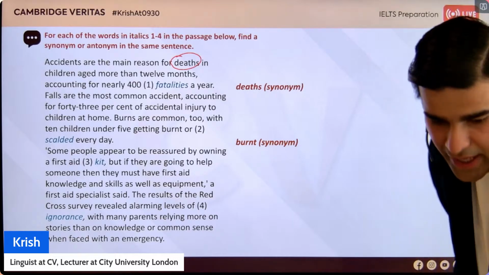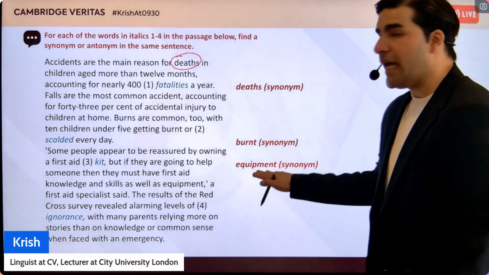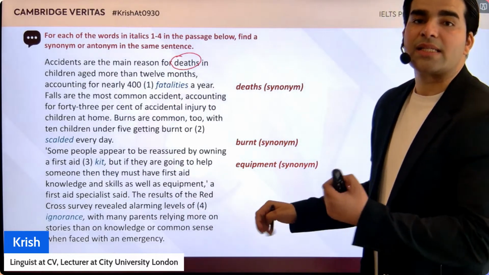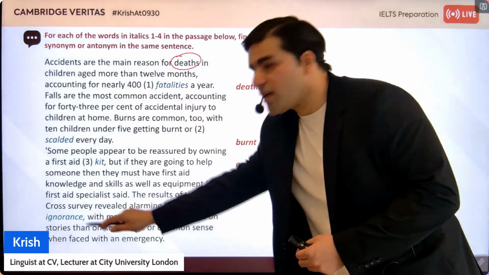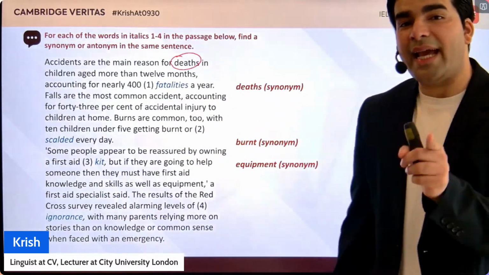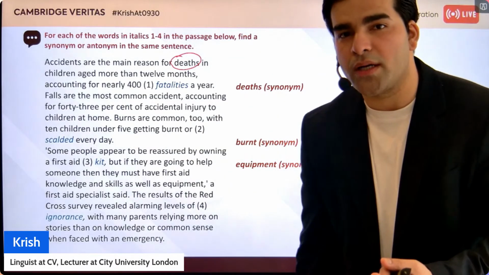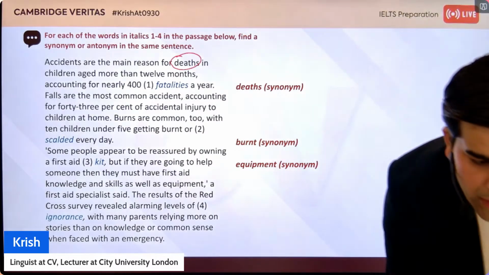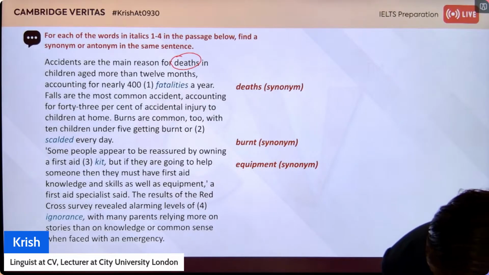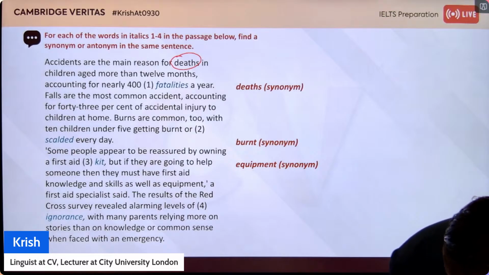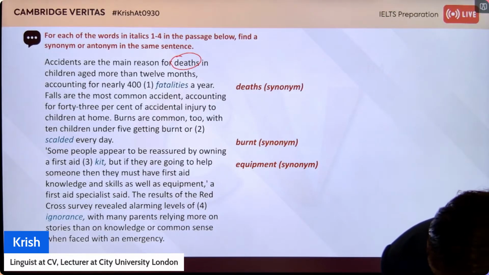So for kit, the correct answer is equipment. Again, it is the synonym. But for this word, there is the antonym, that is the opposite of the word ignorance. Which one is it, in your opinion? Thank you, Hasmat. Masroor, wonderful. Watsala says equipment. That's done. What about the ignorance part?